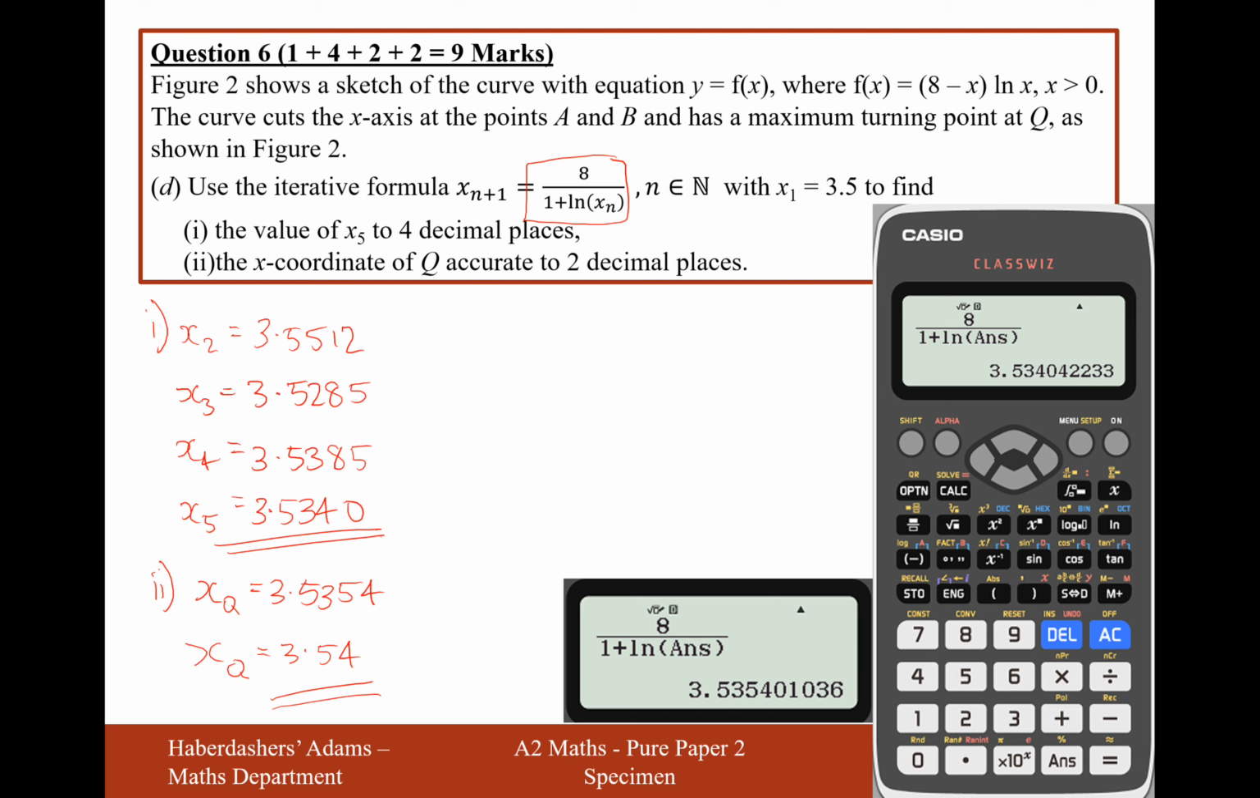That was 9 marks in total for that question, question 6. Let's now move on to question 7.